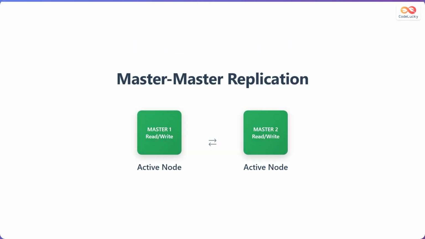Next, we have master-master replication. In this pattern, we have two or more master database servers. Each master server can handle both read and write operations. Changes made on one master server are replicated to the other master servers. This creates a bidirectional replication setup, where data flows between all master servers. Both database servers can be called active nodes.